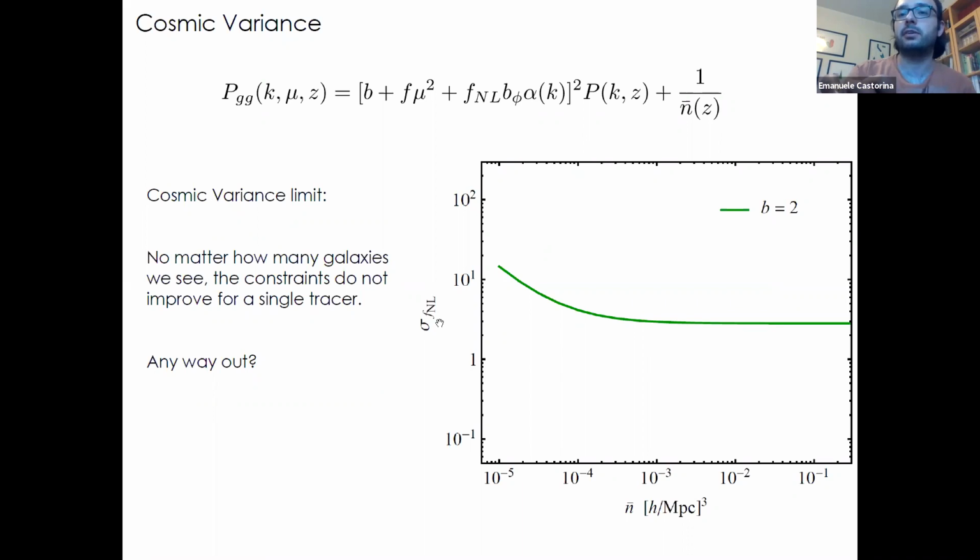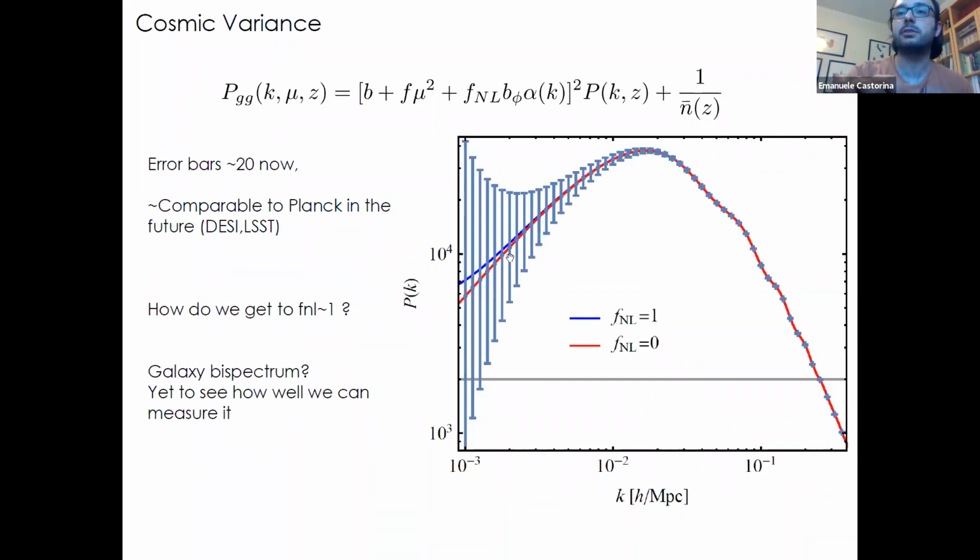So what you see here on this plot is the error on FNL as a function of the number density of galaxies for a tracer of bias 2. You see that basically as soon as you hit the sort of 10 to the minus 4 number density, then you don't gain anything by measuring more galaxies. That's because the error bars on these very large scales are completely dominated by cosmic variance and not by the shot noise.